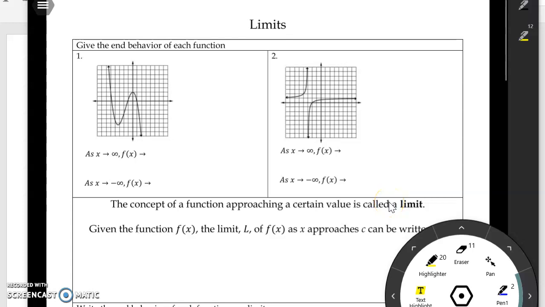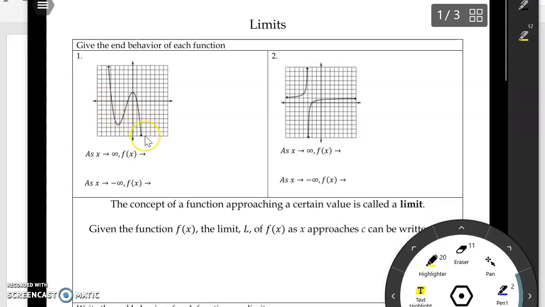Hello everyone, today we're going to be talking about limits. So previously we touched on the topic of limits, but we didn't call it that. I called it end behavior. So if we look at this first example, it says give the end behavior of each function.